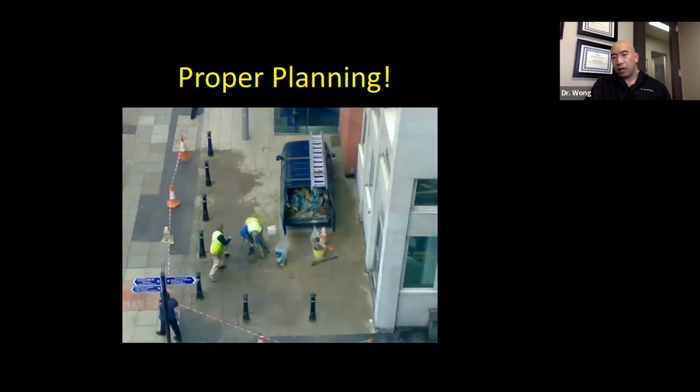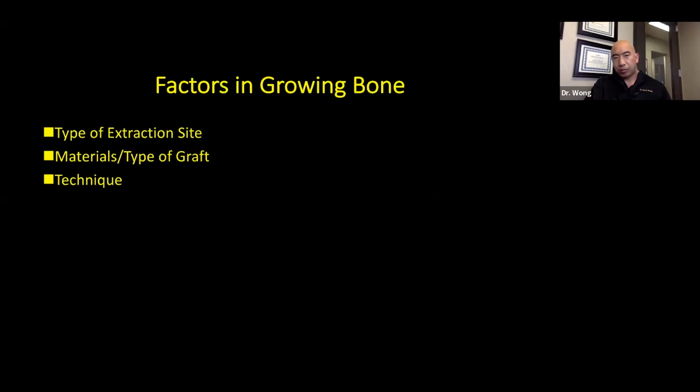So the secret to growing bone is proper planning. So what we're going to look at today is the type of extraction site that you have. I'm going to show you how to analyze what type of technique you're going to need based on how much labial plate you have. I'm going to give you a very simple solution on what to buy as far as graft materials.